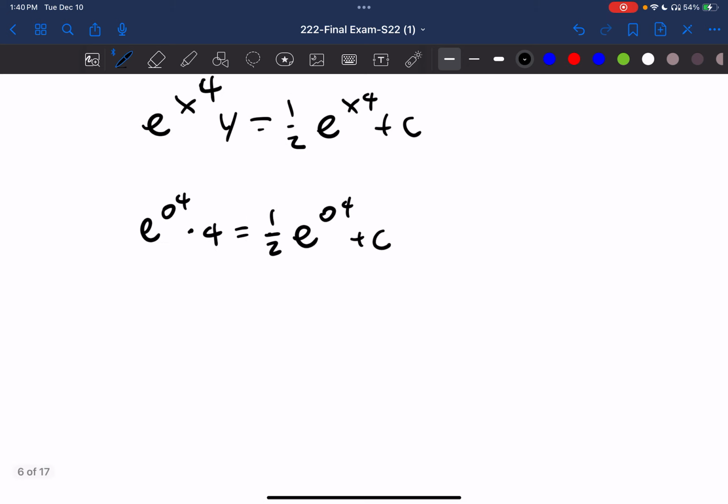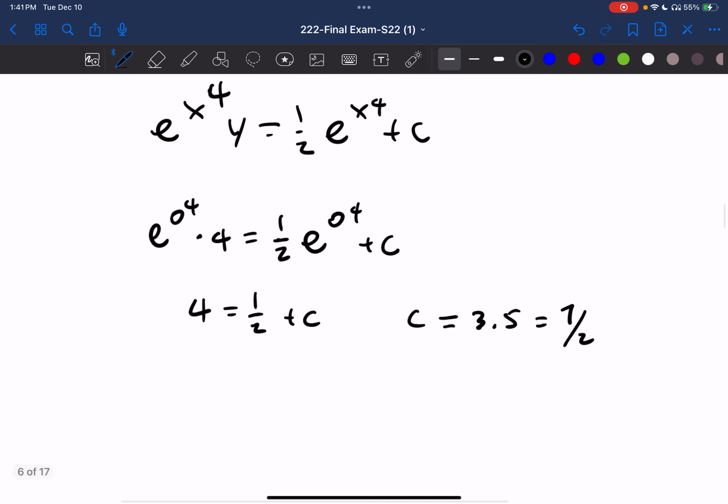Notice that 0 to the fourth power will be 0, and anything to the 0 power is 1. In this case, e to the 0 power will be 1. So 4 will be equal to 1/2 plus c. Therefore, we can conclude that c will be equal to 4 minus 1/2, which is going to be 3.5, or you can write this as 7 divided by 2.